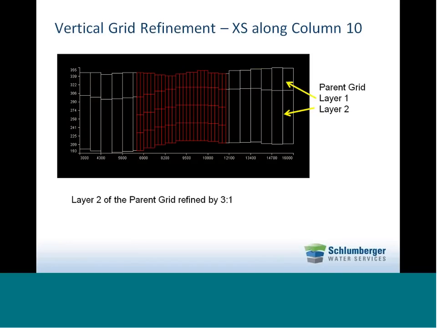I mentioned one of the other benefits of MODFLOW LGR is that you can refine the grid vertically in the child grid region. Here is an example of a cross-section along the parent grid column 10, and this will be the example that we show in the demonstration shortly. You'll see you have two layers in the parent grid, illustrated with the annotations there. When we created the child grid, layer 2 was refined by a factor of 3 to 1 in that region. This is ideal if you have steep hydraulic gradients or complex geological structure. It may help in alleviating instabilities.